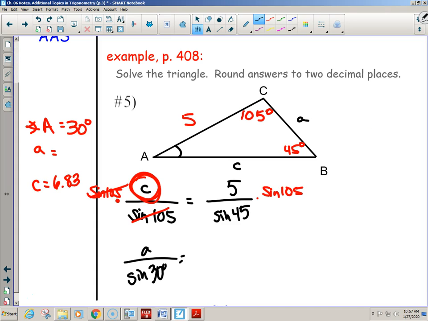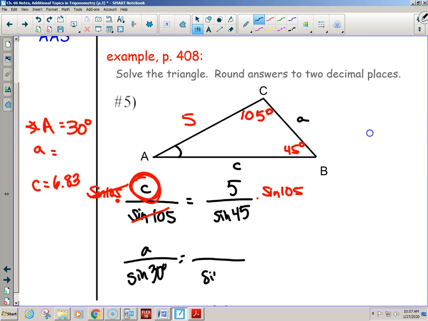Now wait, eyes on me real quick. Don't you technically have a choice of who to put in the other statement? Because you have two pairs, right? You have 105 with his 6.83-ish. Oh, I rounded him. Or I have my 45 and 5.